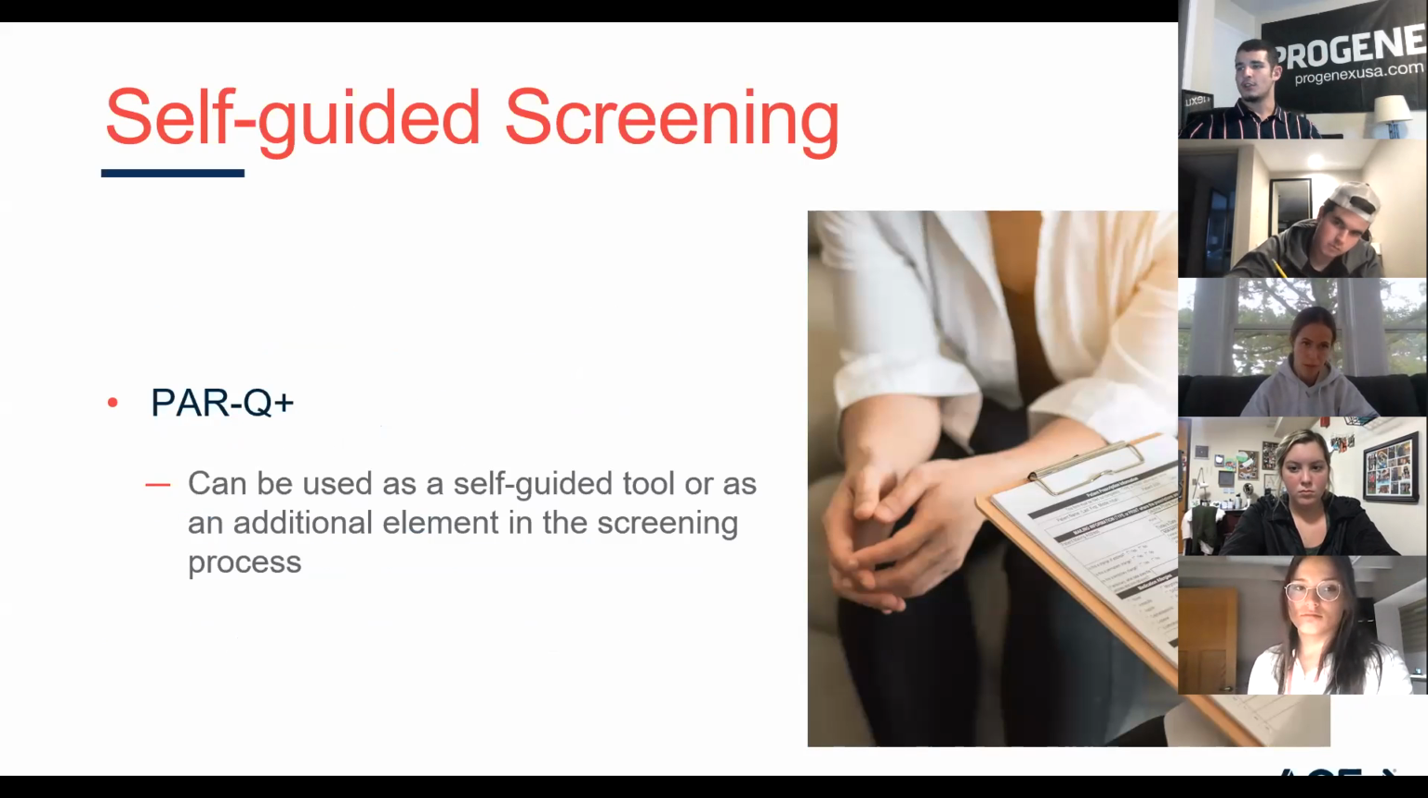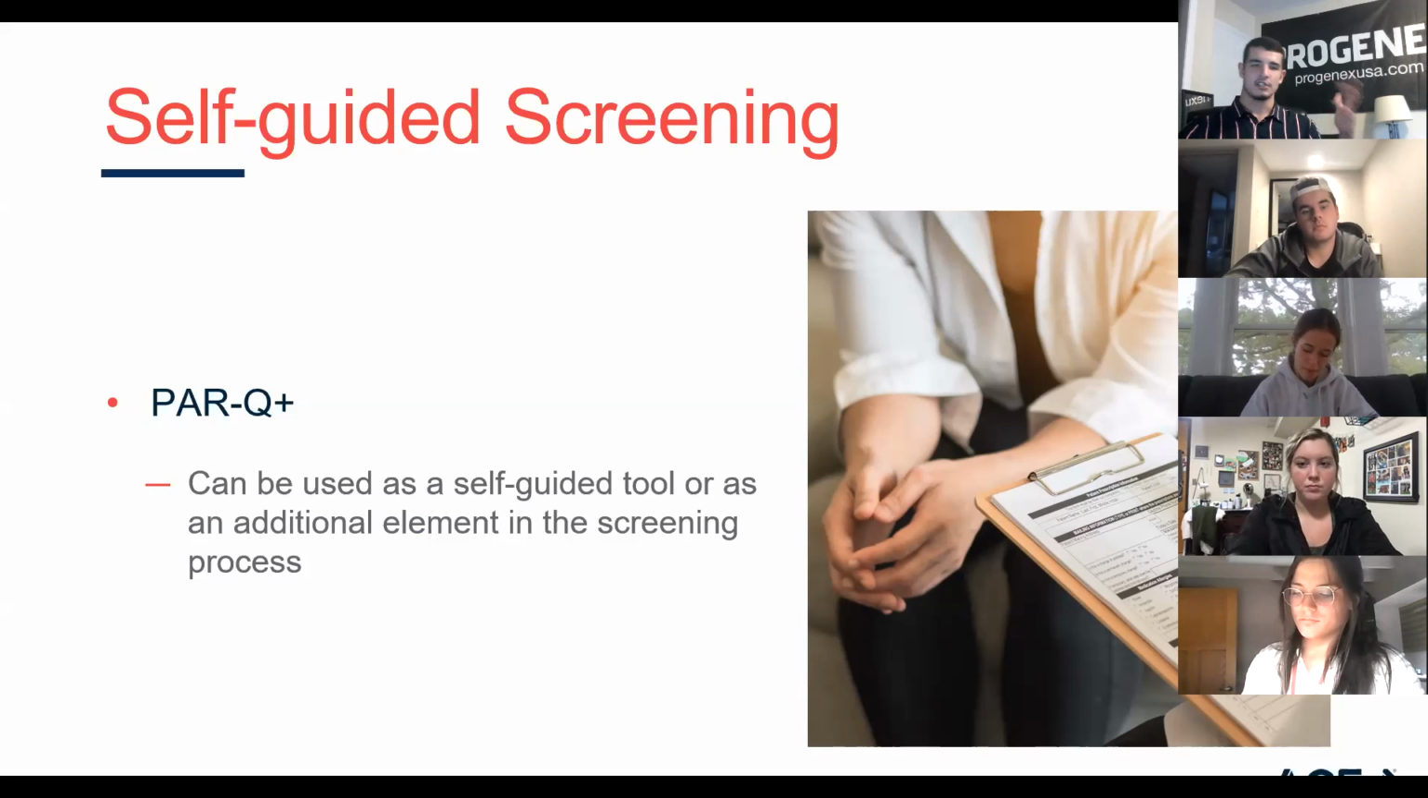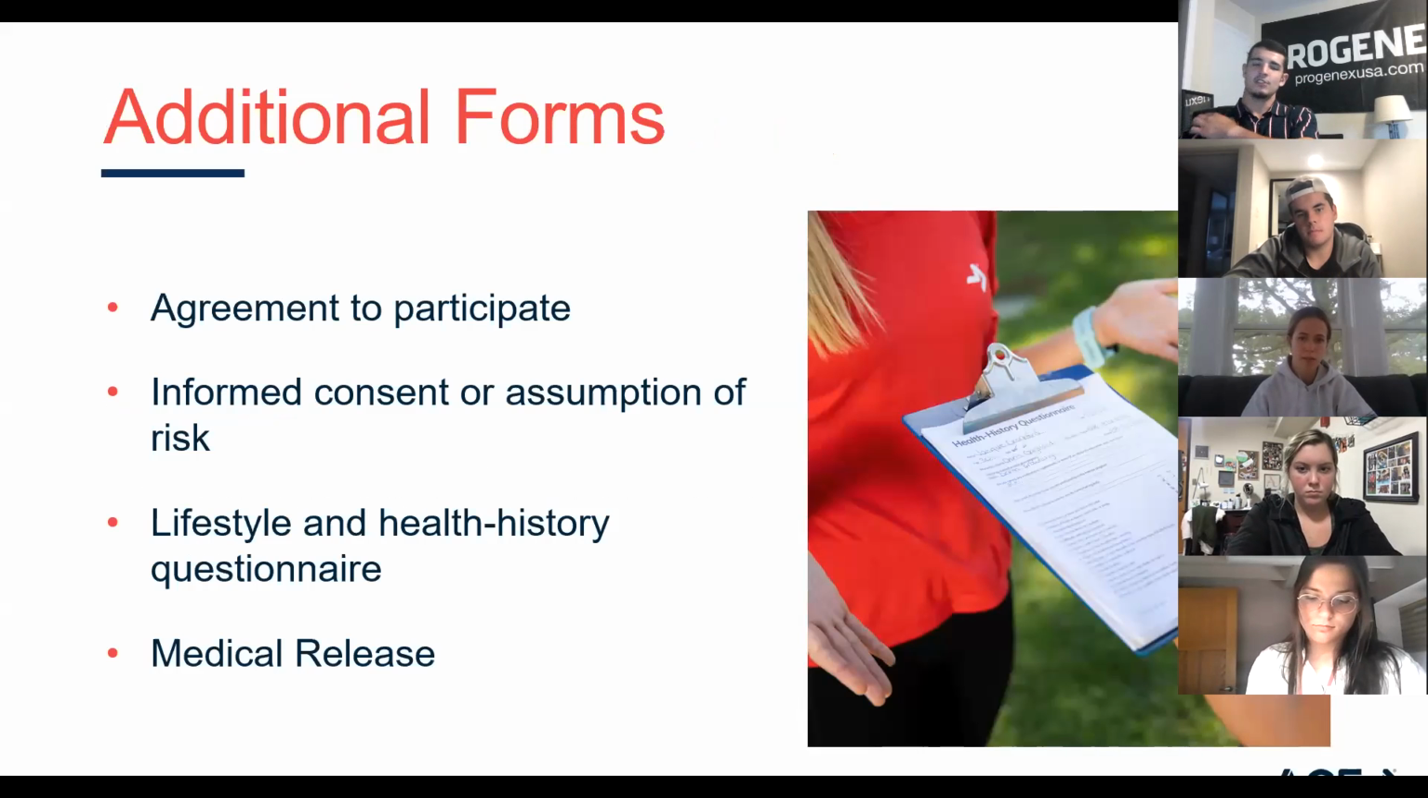So we talked about that PAR-Q. Some places have you fill out a PAR-Q plus, which is just the PAR-Q plus a couple extra questions. I don't have to take you through that. You can just hand it to the client and they can fill it out themselves. Here are some additional forms you might like to think about if you were running your own personal training business. But like I said, the rec will take care of most of this should you become a personal trainer at the rec. So: agreement to participate, informed consent, lifestyle and health history questionnaire.